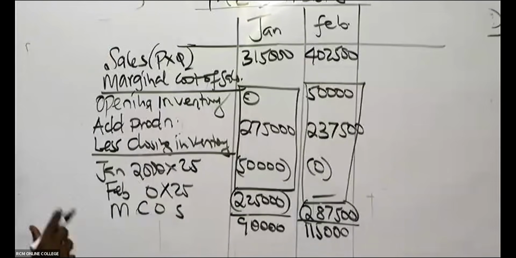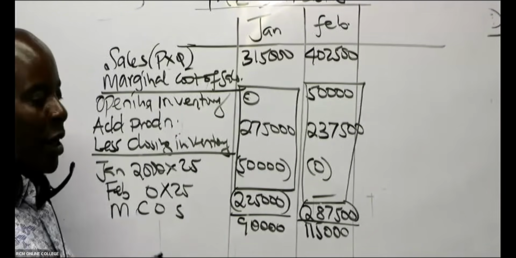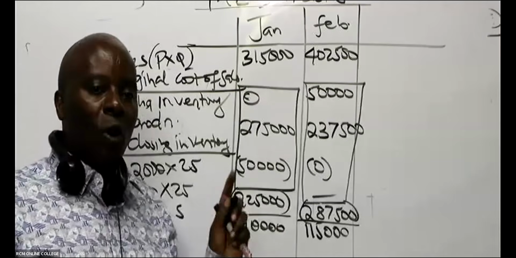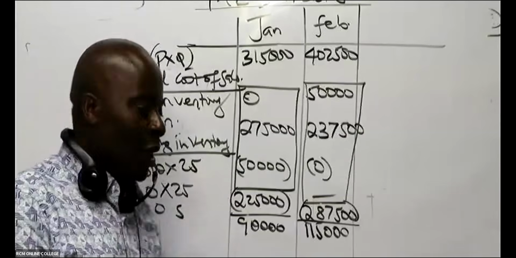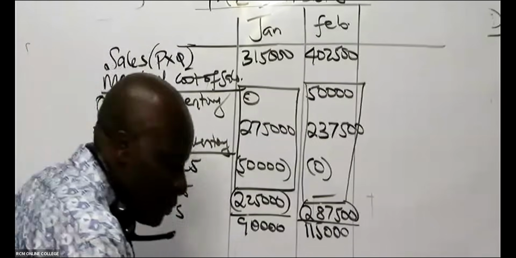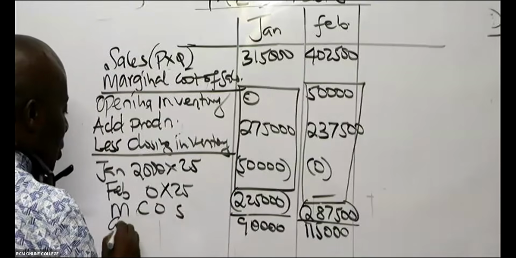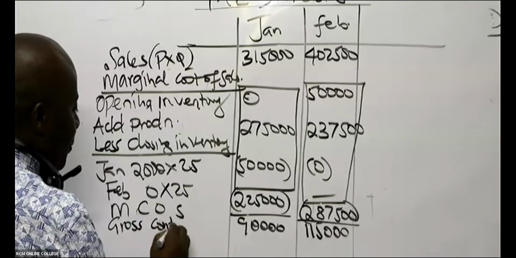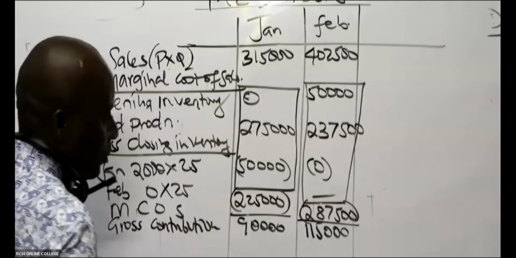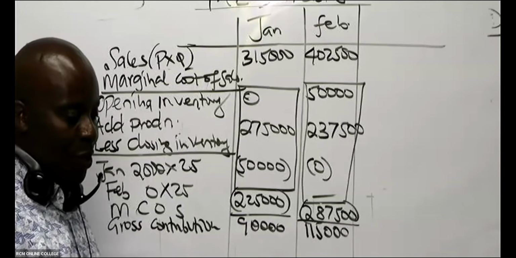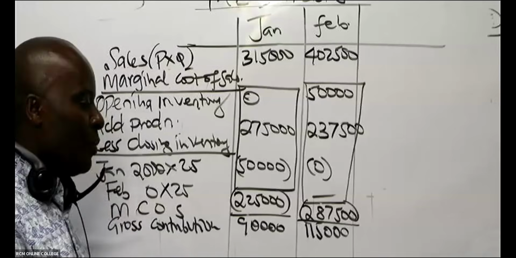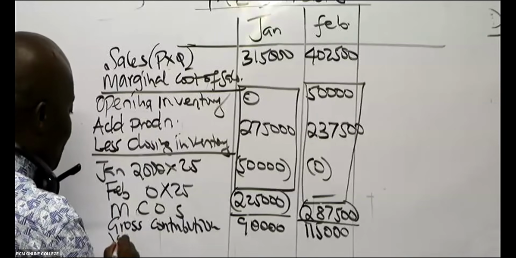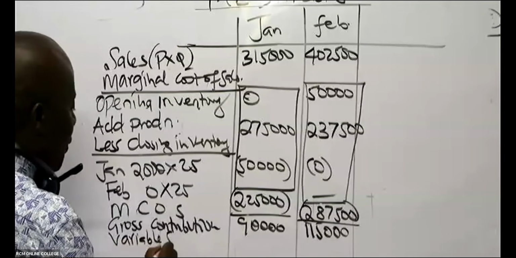So what name do we give to these figures? Remember, in terms of marginal costing, we call them contribution. And because we haven't subtracted the periodic variable cost, we shall call this one gross contribution. Once you get this gross contribution, to get the net contribution, you look for the variable selling costs.